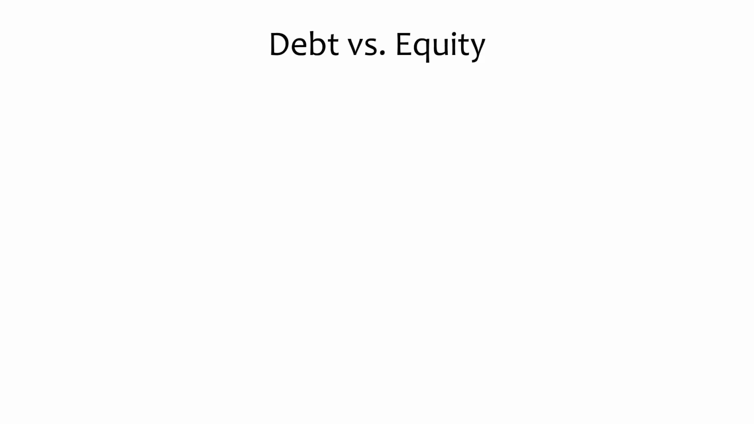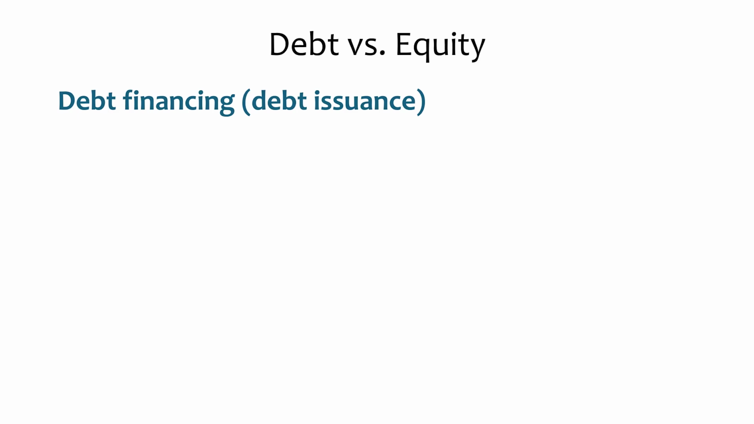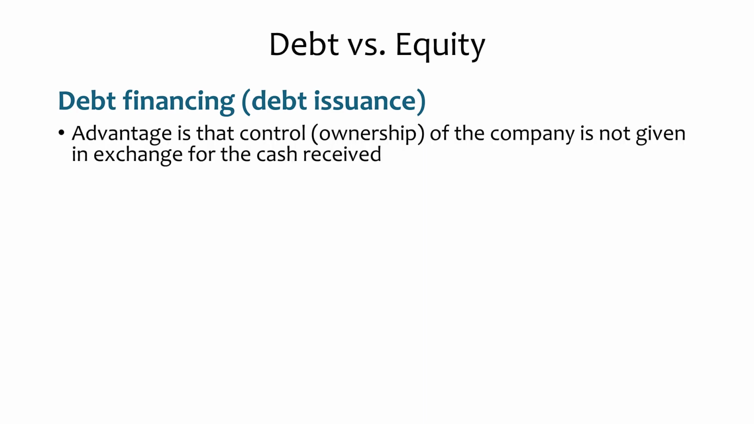Let's compare debt to equity. There's several comparison points. I'm just going to do some major points here. First of all, debt financing. Debt issuance, also known as loans. The advantage of this is that control or ownership of the company is not given in exchange for the cash received, typically. The big disadvantage to debt financing is that it can be expensive.